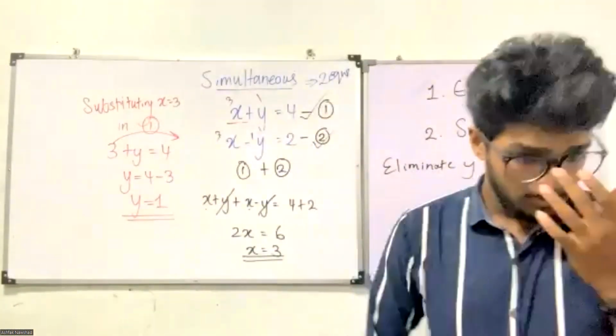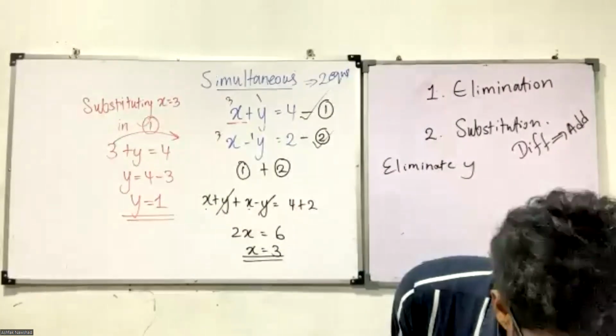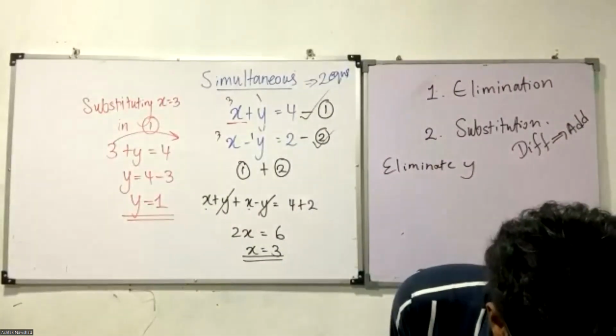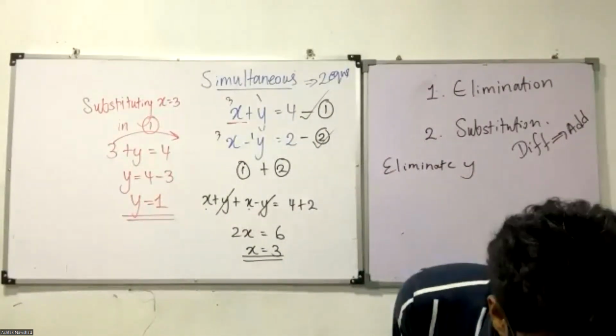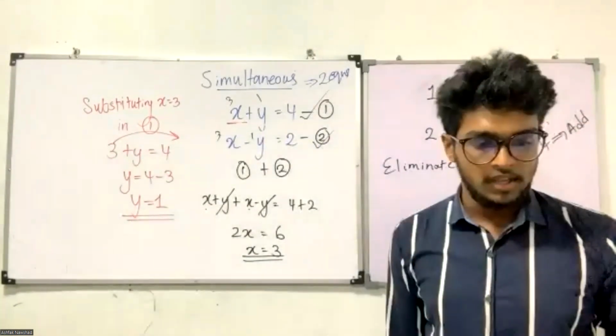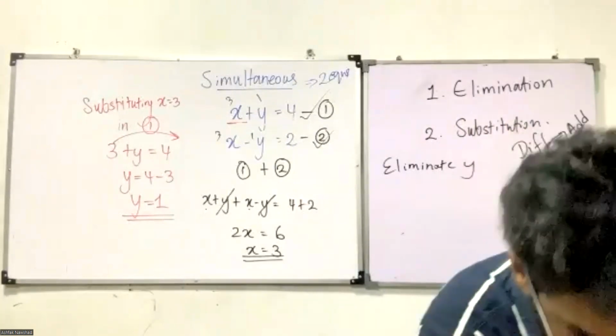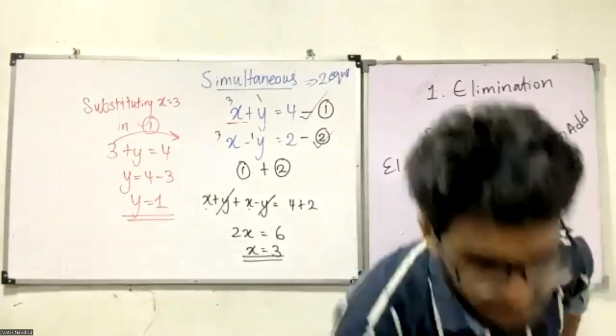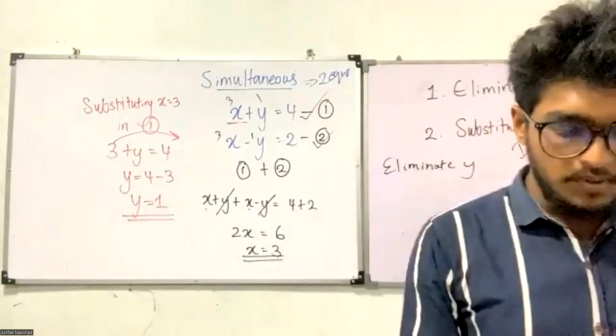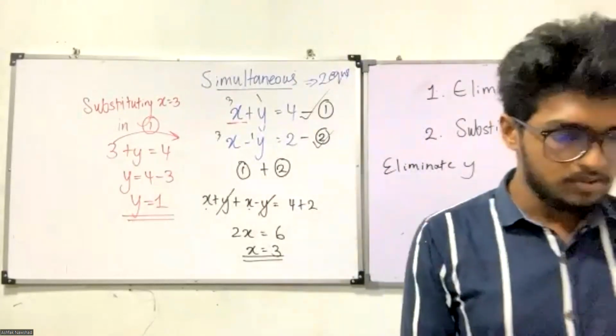They are correct. So there's a question: what happens when the coefficients are unequal? If the coefficients are unequal, we are going to make them equal. Let's see how.